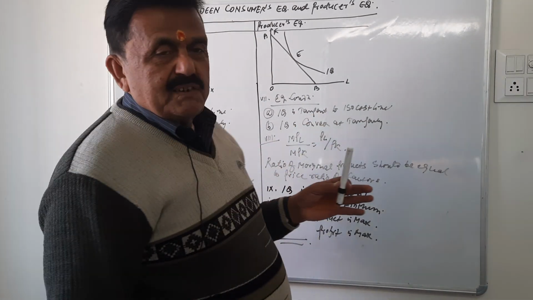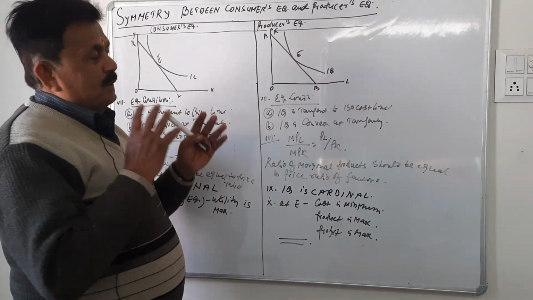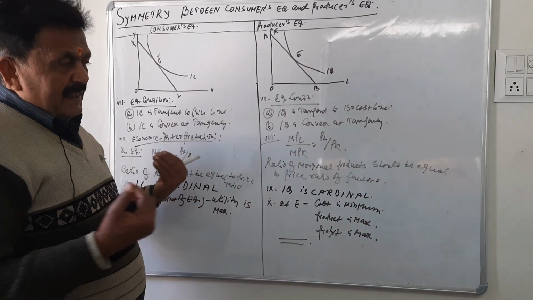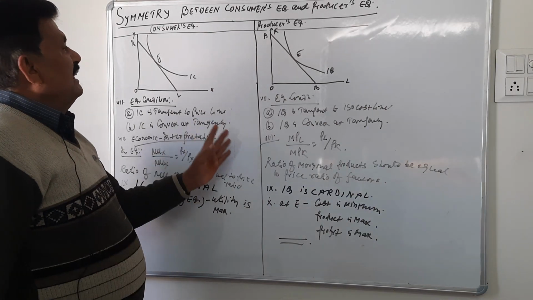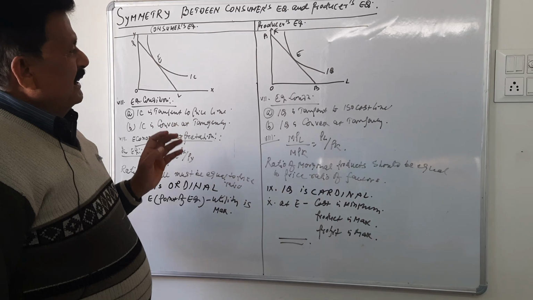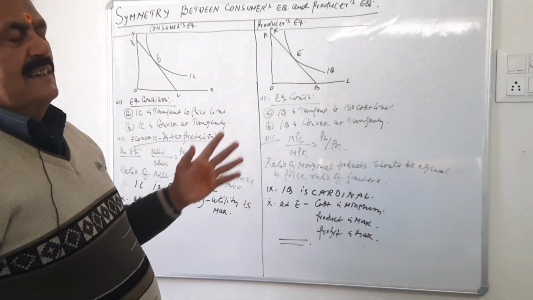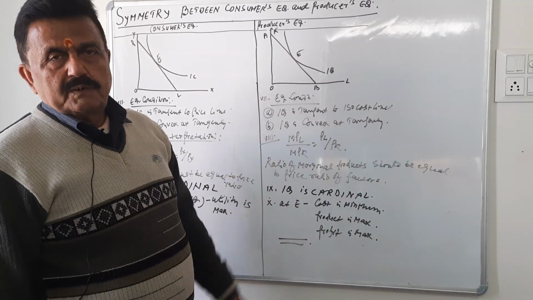So students, I hope it is clear by now what producer's equilibrium is and what consumer's equilibrium is, their individual derivations, and finally I have compared the two. So in this way I come to the close of this constraint optimization. From next class I shall be entering into operation research, that is linear programming. This is all for today. Thanks.